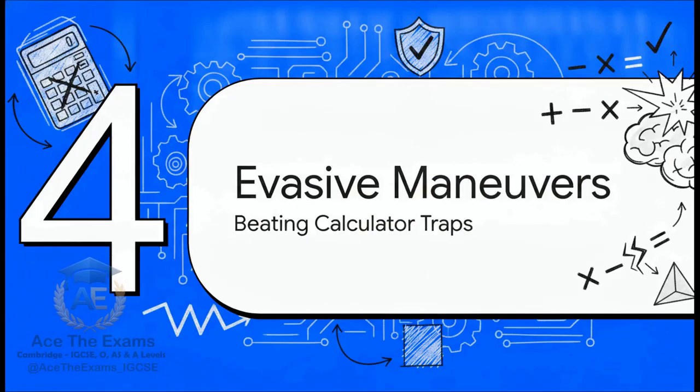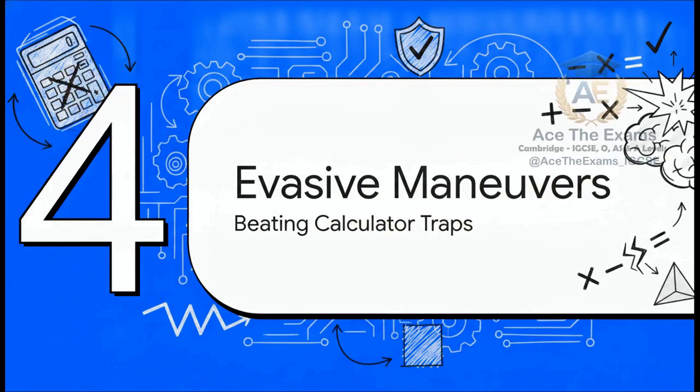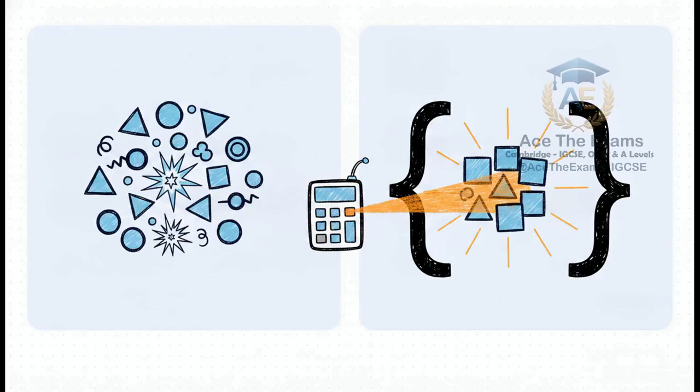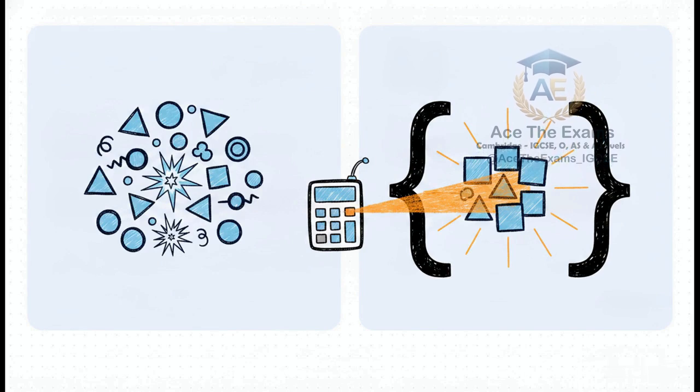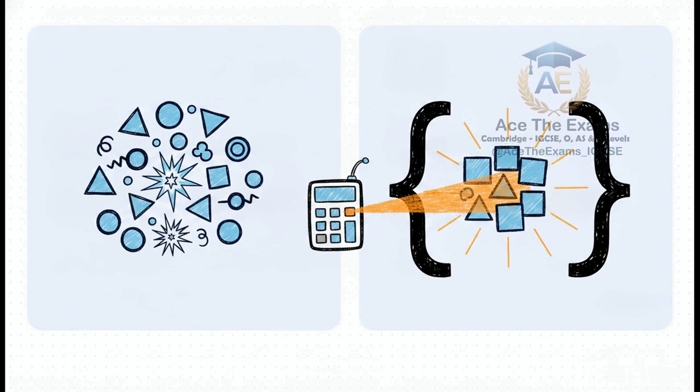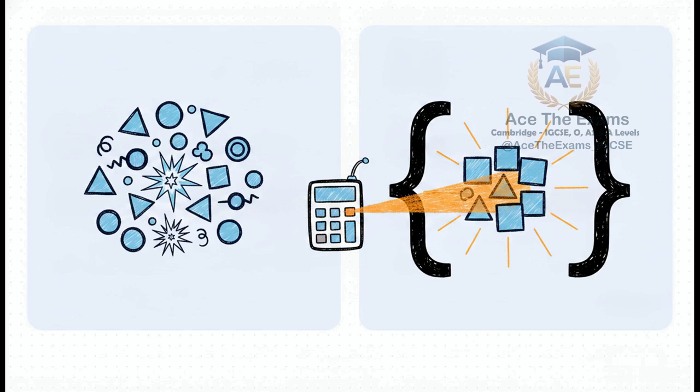And that brings us to our final leg, Phase 4, Evasive Maneuvers. This is where we learn to dodge the biggest trap in the exam hall, blindly trusting your own calculator. Look, your scientific calculator is an incredibly high-performance machine, but it is entirely, ruthlessly literal. If you input bad intelligence, it is going to give you a mathematically perfect, yet totally incorrect answer.